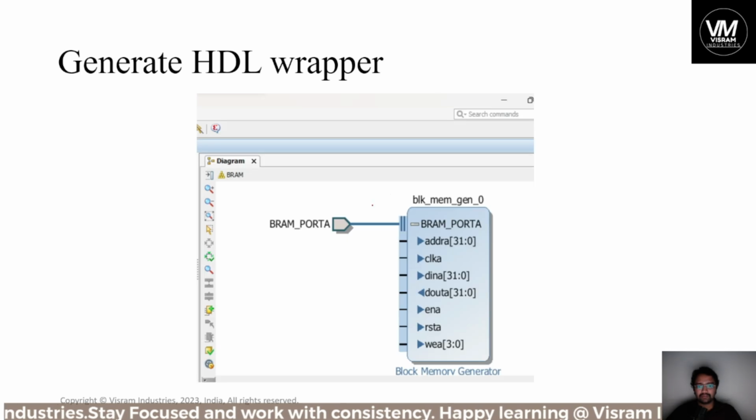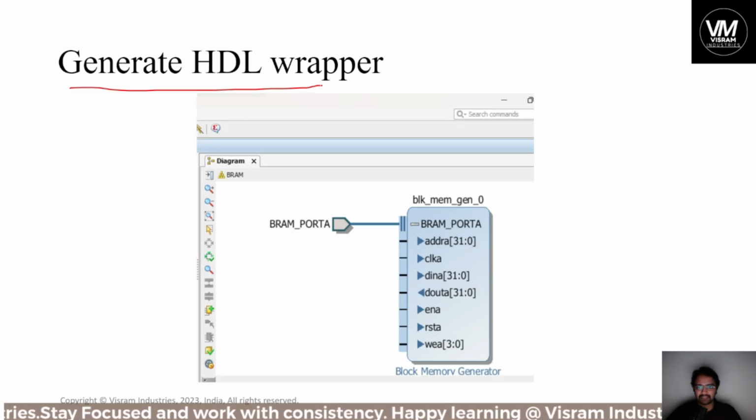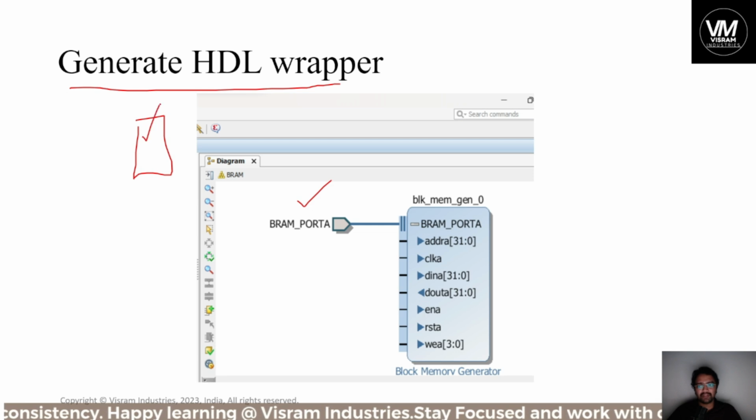Okay, now coming to generating the HDL wrapper. From this block RAM, if you open Xilinx Vivado, you can see the generating HDL wrapper from the sources file. It generates the Verilog HDL for you. But at the end of this session, I will try to give you an example of a Verilog HDL file as well.